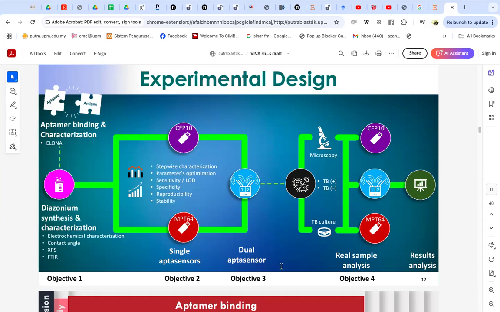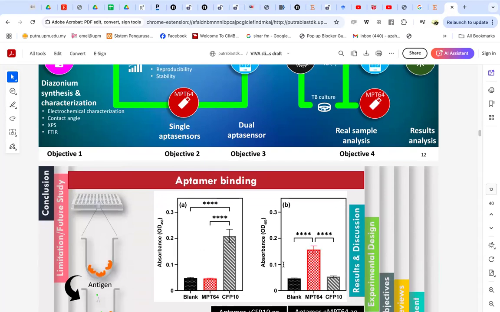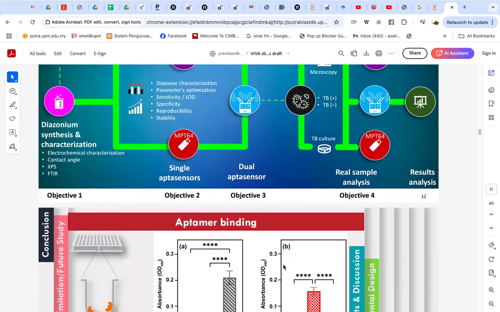Okay, right. Okay, this is how it looks. Okay, not necessarily everything will be the same.